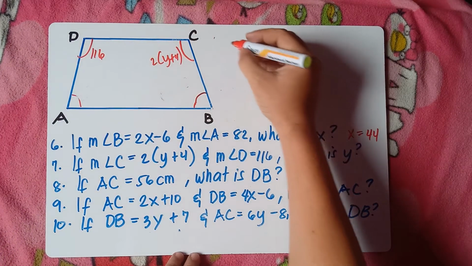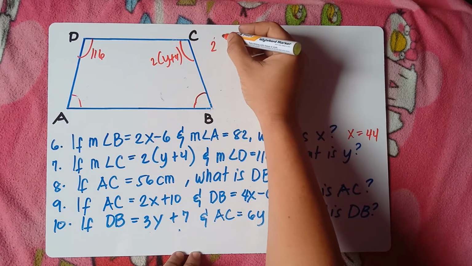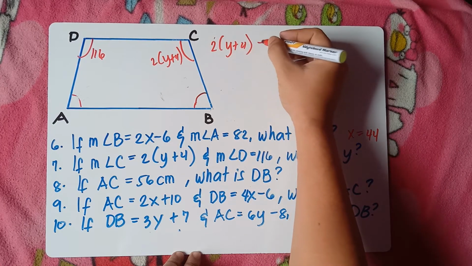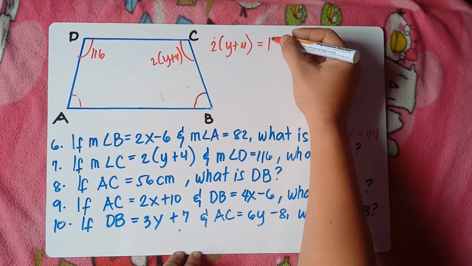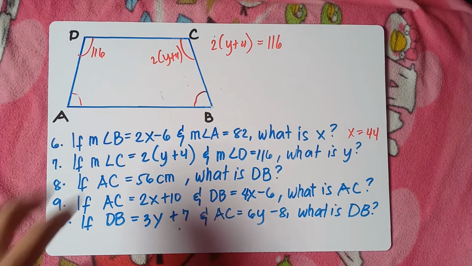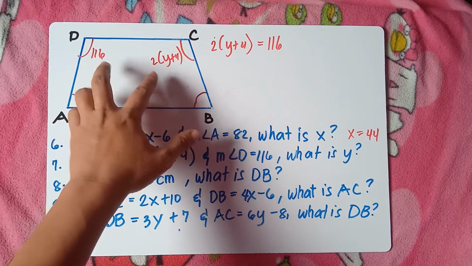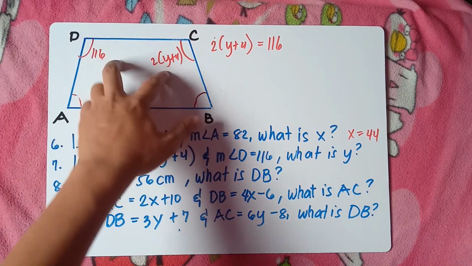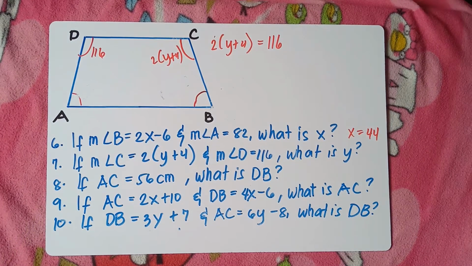Now do not forget, class, that angle D has the same measure as angle C. So you can equate them: 2 quantity y plus 4 is equivalent to angle D, which is 116. Sir, why can we equate? Because they have the same measure according to the definition of the isosceles trapezoid, that these angles right here are congruent.